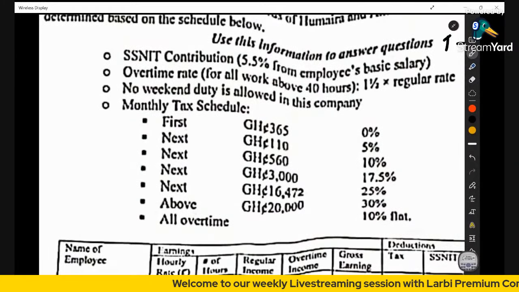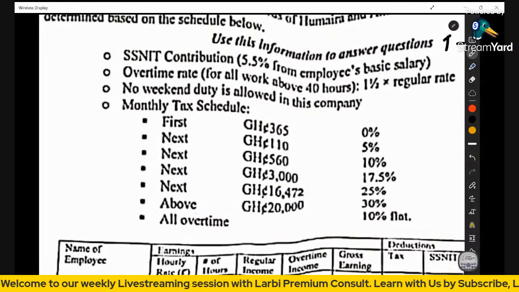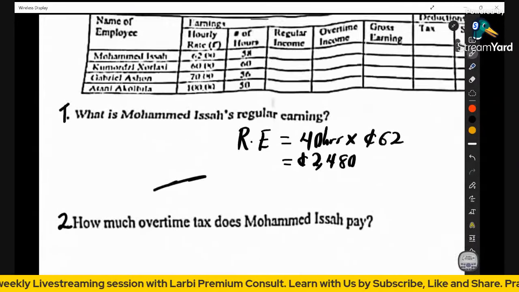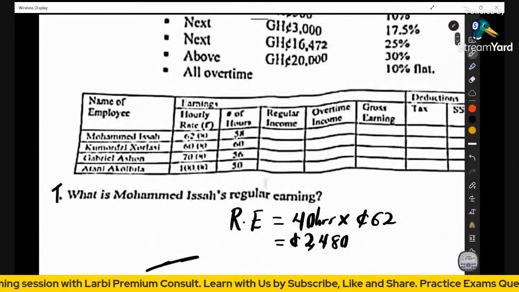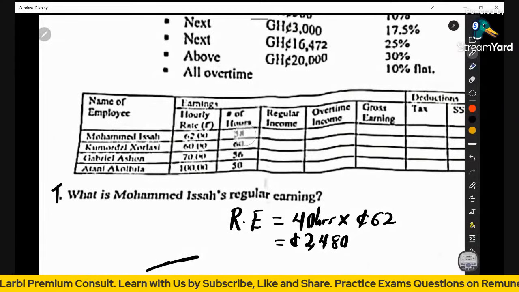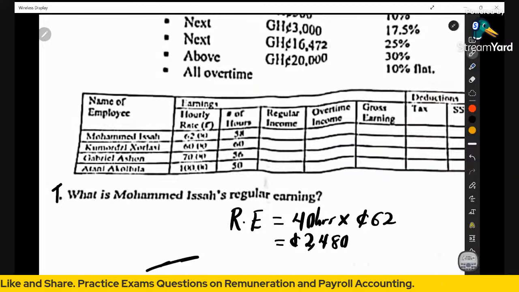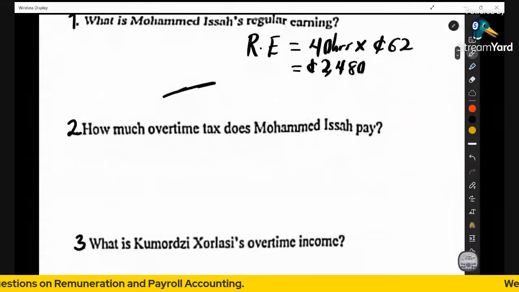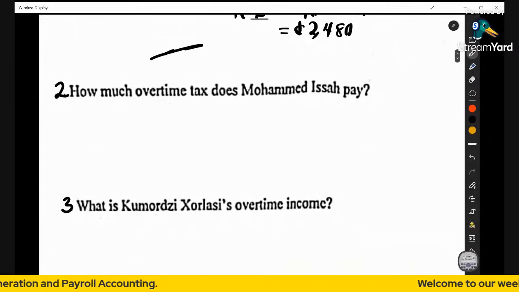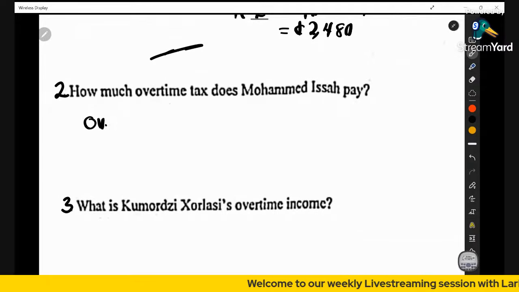That will increase your chance of earning more over time. So we realize that Mohammed actually worked for 58 hours. The number of hours worked was 58 hours, but the organization's standard hours is 40 hours. So any extra difference is going to be accounted for as overtime, right? So here we can say that overtime for Mohammed Musa should be equal to overtime income.